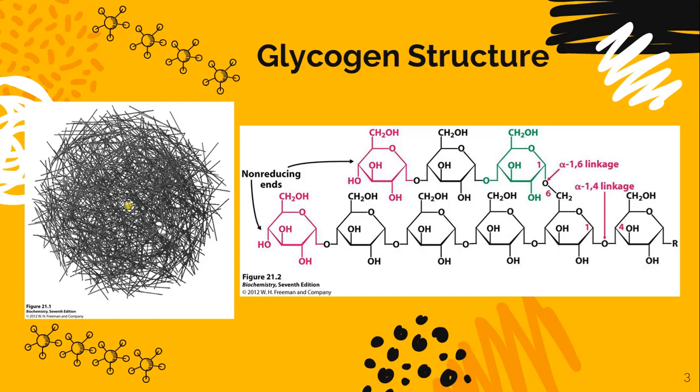Here we have the glycogen structure. As we've learned before, glycogen is composed of alpha-1,4 glycosidic bonds in its main chain. And compared to amylopectin, it has branches linked through alpha-1,6 glycosidic bonds.